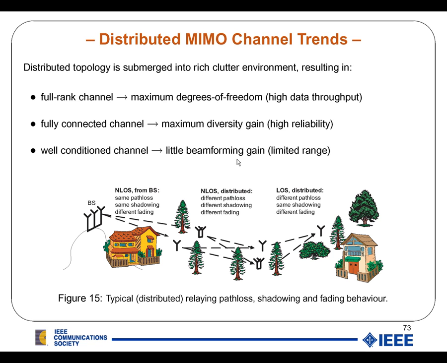To summarize that, in a distributed topology, we are likely to have my relays submerged into rich clutter, which means, in clear text from previous slides, my distributed MIMO will be full rank, so we have maximum degrees of freedom. It's good for data throughput. It will be fully connected. We have a good diversity gain, so we can trade very well one against the other. And it will be well conditioned, meaning we will have little beamforming gain, so the range will still be quite limited in these types of systems.